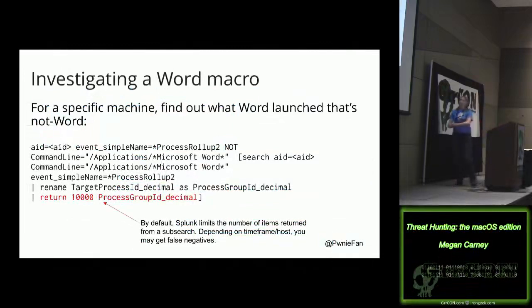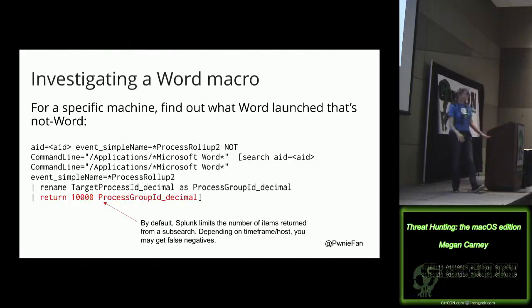But you might want to approach this from the opposite direction, right? Maybe instead of investigating an entire fleet of machines, you're investigating one specific machine. And you want to say, I know they opened this weird document, but what did Word run on that machine that wasn't from Word? And that's what this query does. So again, don't get too caught in the weeds. Basically what it's doing is it's saying, look for all the Word processes, and then show me everything that's associated with those processes that's not actually Word.